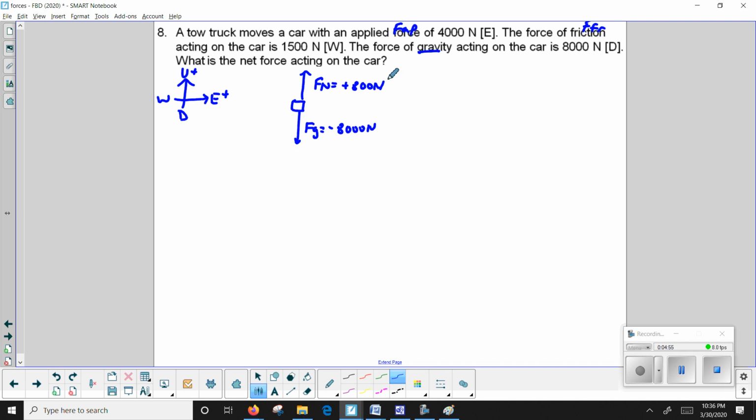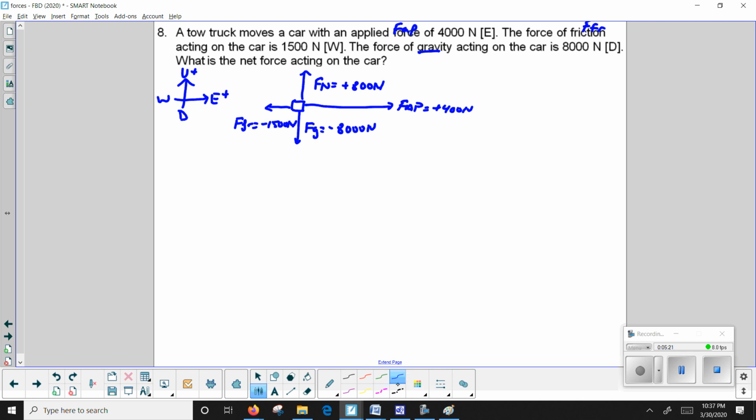So what else do we have here? Then we have the applied force, which is going to be going forwards, or sorry, eastward. So applied force is going to be eastward: positive 4,000 newtons. And then we have a force of friction going backwards of negative 1,500 newtons.